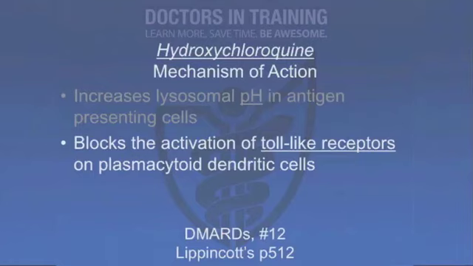The mechanism of action of hydroxychloroquine in rheumatoid arthritis is basically it blocks the activation of toll-like receptors on plasmacytoid dendritic cells. The toll-like receptors recognize DNA-containing immunocomplexes, and what that does is it leads to production of interferon, and it causes the dendritic cells to mature and present antigen to T cells. So if you block that toll-like receptor, those dendritic cells aren't activating T cells.